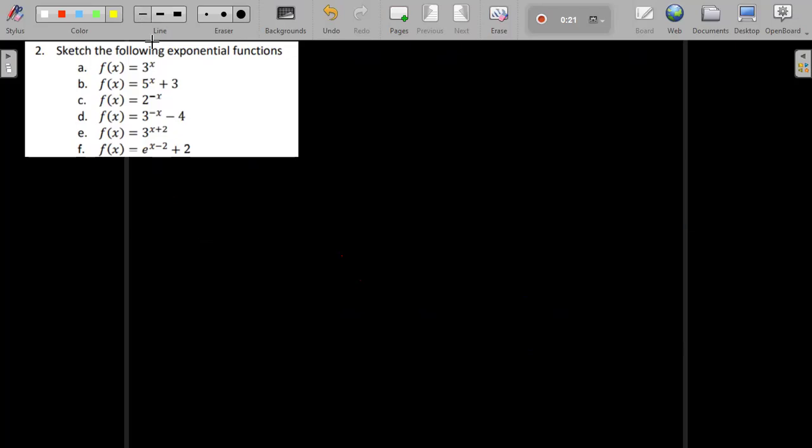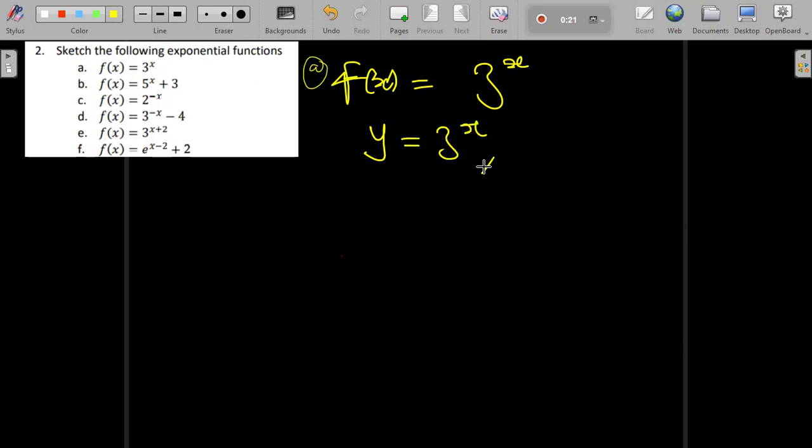All right, so the first one is A. The first one is A, f of x is equal to 3 to the power x. So this f of x is the same as y is equal to 3 to the power x. So what do we need? Horizontal asymptote. So this is being added to nothing here. So we're going to say our horizontal asymptote is y is equal to 0. And then for us to find the y-intercept, we say x is equal to 0. What will be our y?